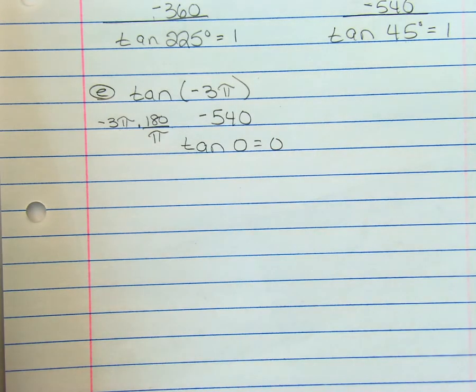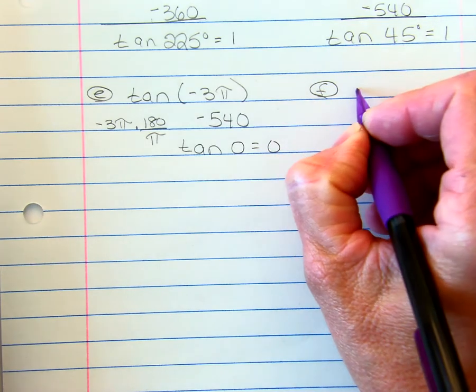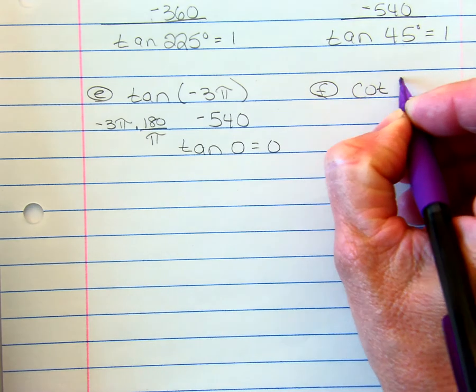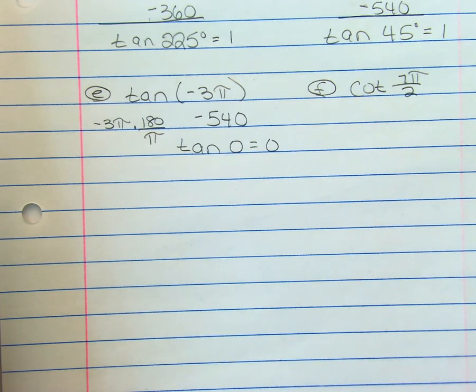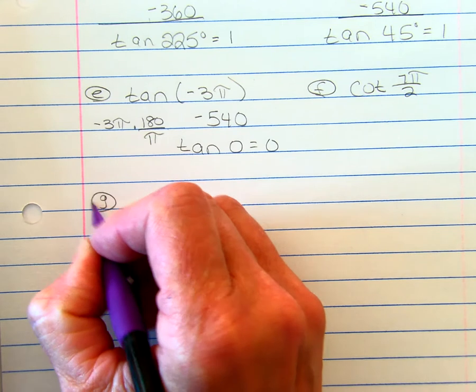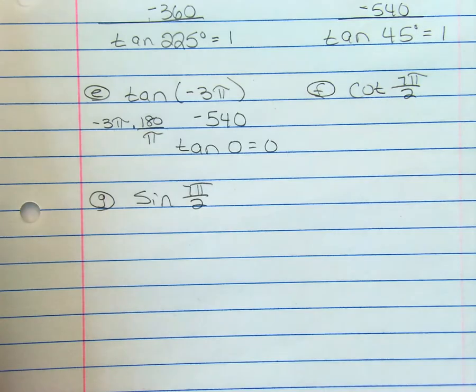Now you're going to do the last 2 problems. Cotangent and tangent are done the same way, so keep that in mind. So you're going to go ahead and do letter F. Cotangent is 7 pi over 2. And letter G. Sine is 7 pi over 2. So write those down and hit the pause key. Do both problems, then come back to this and see if your answers were correct. It's important to hit the pause key because you need to do this on your own. Make sure you know what you're doing.